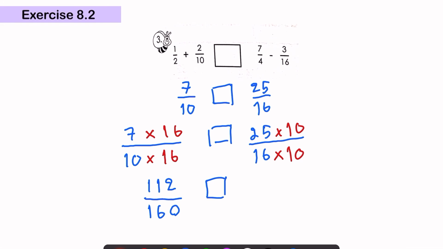Okay, compare with 250 over 160. So now we have the same denominator. Can you see? The same denominator. So you can compare fractions. Now, as you can see, 112 is less than 250. So the answer is less than.